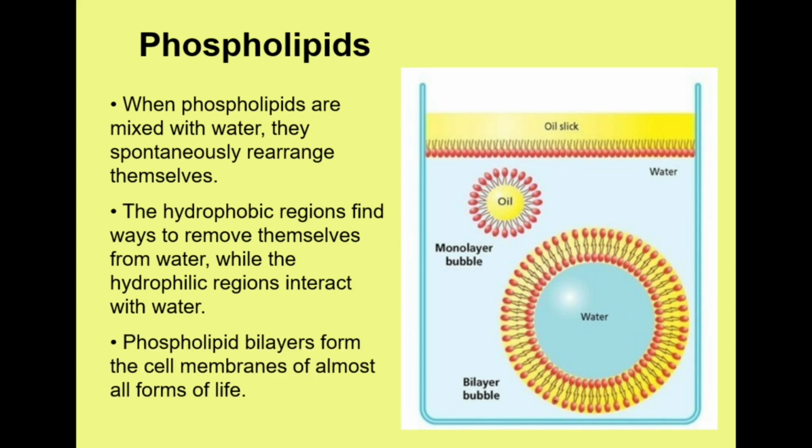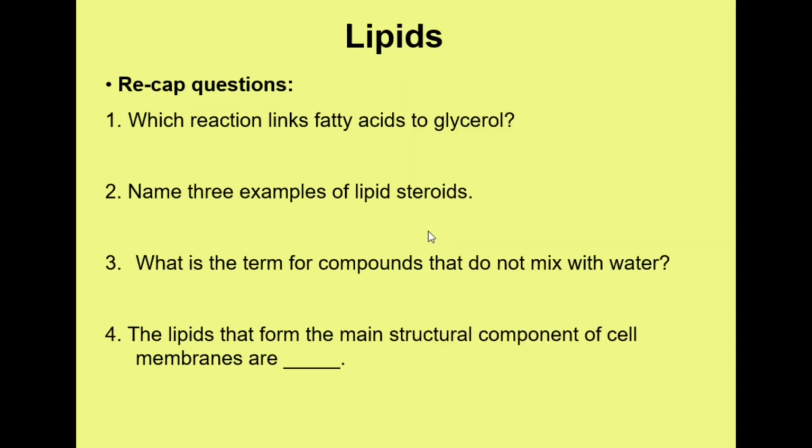And that's why we find that today phospholipid bilayers form the cell membranes of almost all forms of life, from the simplest single-celled bacterium right up to blue whales and humans and oak trees. We're all made of cells, and our cells are made up largely of phospholipid bilayers. We'll look at that in more detail when we talk about cell membranes. But hopefully that made sense about phospholipids. So that brings us to the end of our little section on lipids.